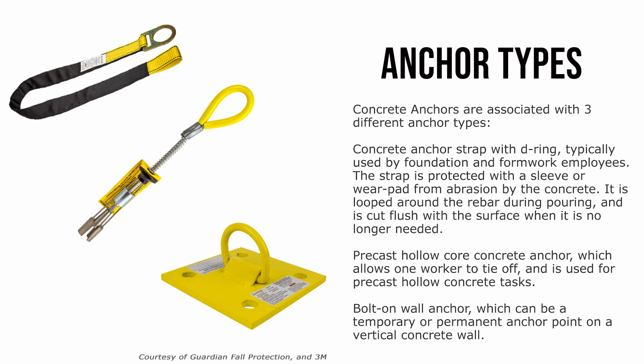Concrete anchors are associated with 3 different anchor types: concrete anchor strap with D-ring, typically used by foundation and formwork employees. The strap is protected with a sleeve or wear pad from abrasion by the concrete. It is looped around the rebar during pouring and is cut flush with the surface when it is no longer needed. Precast hollow core concrete anchor, which allows one worker to tie off and is used for precast hollow concrete tasks. Bolt-on wall anchor, which can be a temporary or permanent anchor point on a vertical concrete wall.